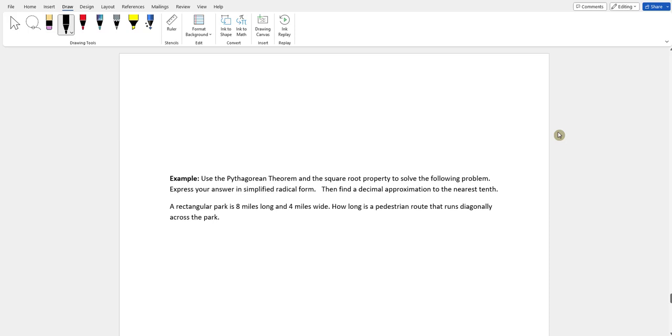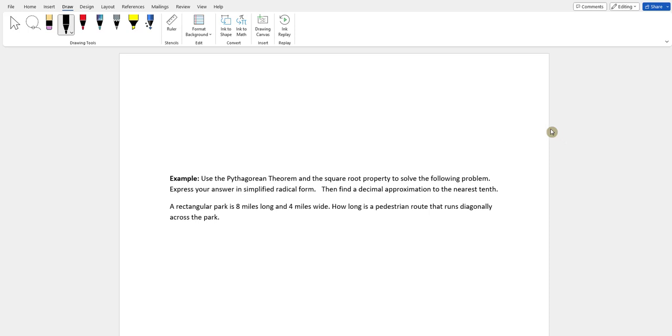We're going to do another problem. It says we're going to use the Pythagorean theorem and the square root property to solve the following problem. We're going to express our answers in a simplified radical form. So basically, we're going to come up with a radical answer, but we're going to simplify that. And then we're going to actually calculate out the radical to get a decimal approximation.